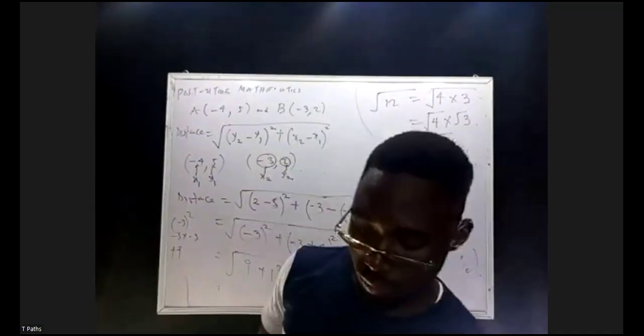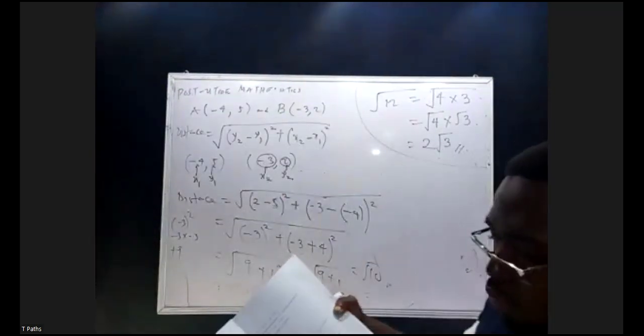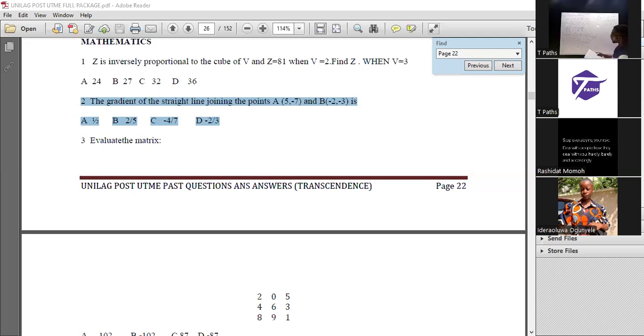The very next question. The very next question that you're going to see on your screen, which I would want you guys to solve. You are solving this one for me. The gradient of the straight line joining the point, you have the point A, 5, comma minus 7, another point B, minus 2, comma minus 3.